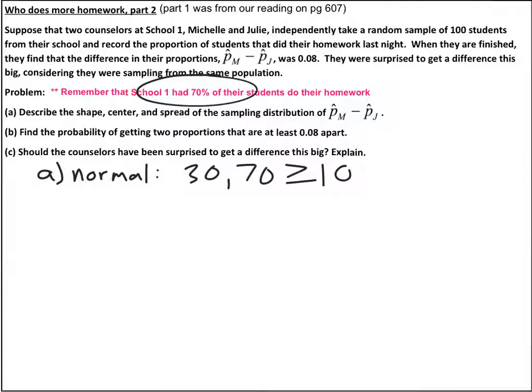Now this just looks like I'm writing it out once, but it's really for sample number 1, which would be for Michelle's students. 70 are turning in their homework, 30 aren't. And then for Julie, it would be the same. So you don't have to write 70, 70, 30, 30. You can just verify it once.